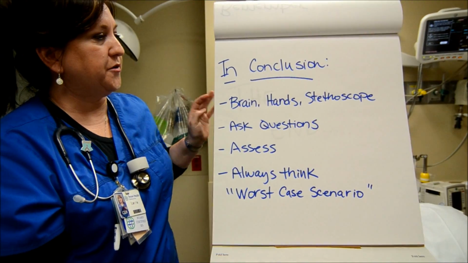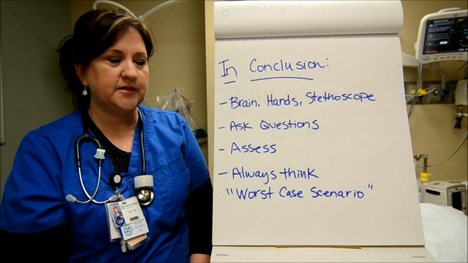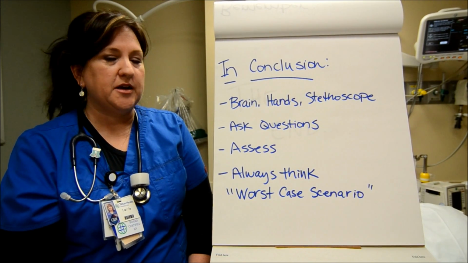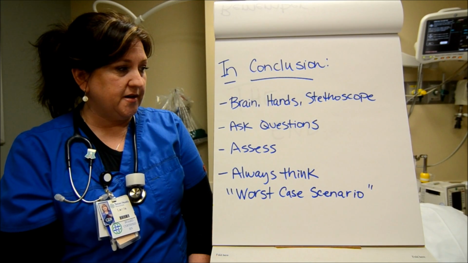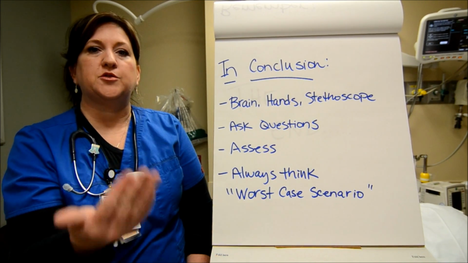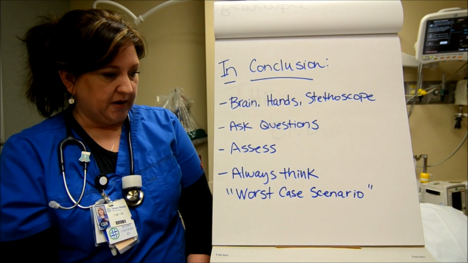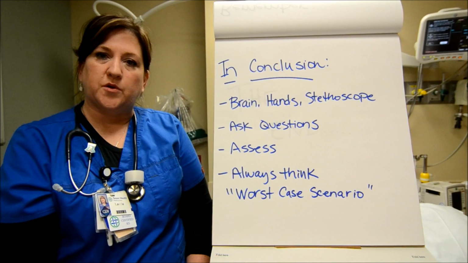So just to review, you need a few things: brain, hands, and stethoscope. You'll need to make sure that you ask plenty of questions. It's not a one-way conversation, it goes both ways. Let the patient tell a story, you ask them questions back. Assess your patient, touch your patient, and always think, what's the worst case scenario?